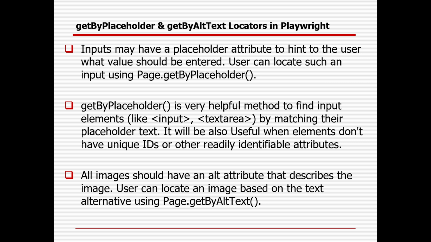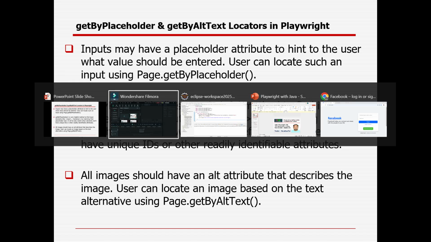Whereas all the images should have an alt attribute that describes the images. User can locate an image based on the text alternative using the page.getByAltText method. Now we'll see the real-time coding to deal with getByPlaceholder and getByAltText locators in Playwright with Java.